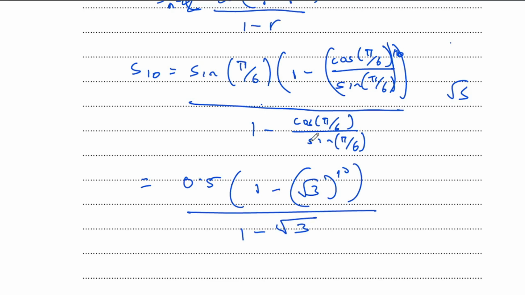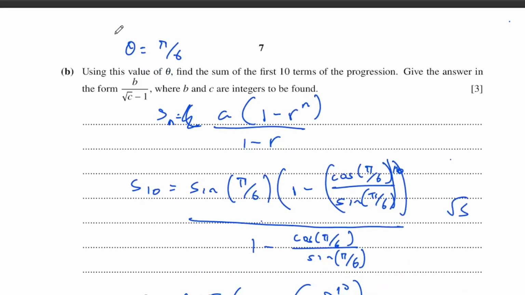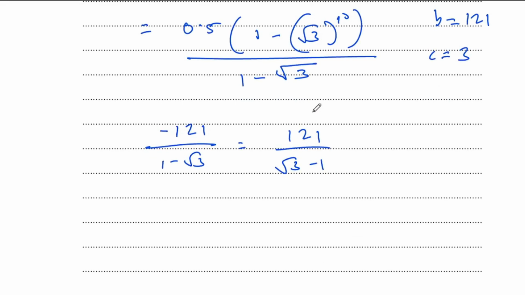And that's going to give you, put in your calculator, root 3 power 10, 1 minus that, times 0.5, divide by 1 minus root 3. And that's going to give you negative 121 over 1 minus root 3, which is just 121 over root 3 minus 1. And you needed it in this form, where b is going to be 121 and c is going to be 3. Yeah, and that's going to be your answer.